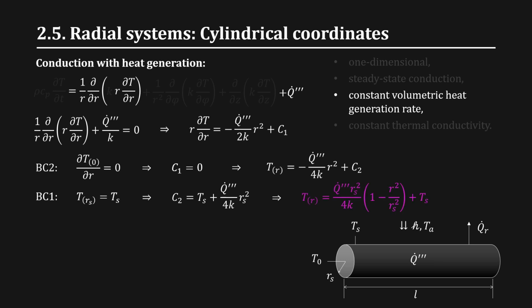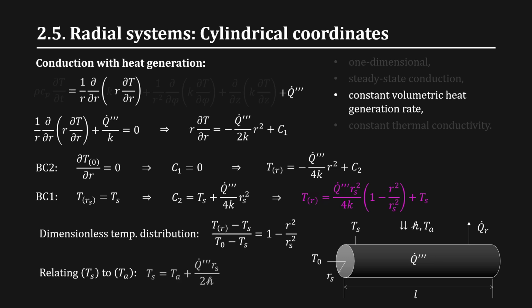Additionally, we can write the dimensionless temperature distribution as T minus Ts over T0 minus Ts equals 1 minus r squared over Rs squared. Furthermore, we can relate Ts to T infinity as what we've seen before using energy balance.